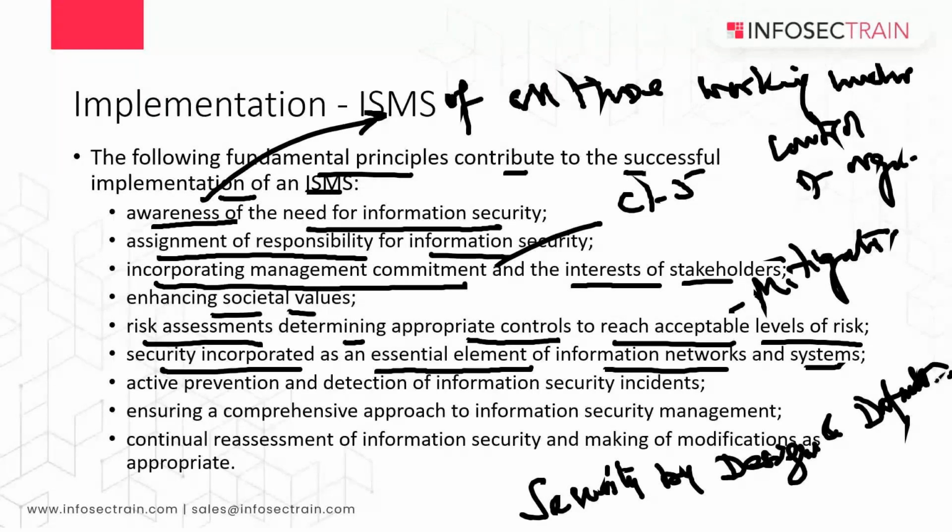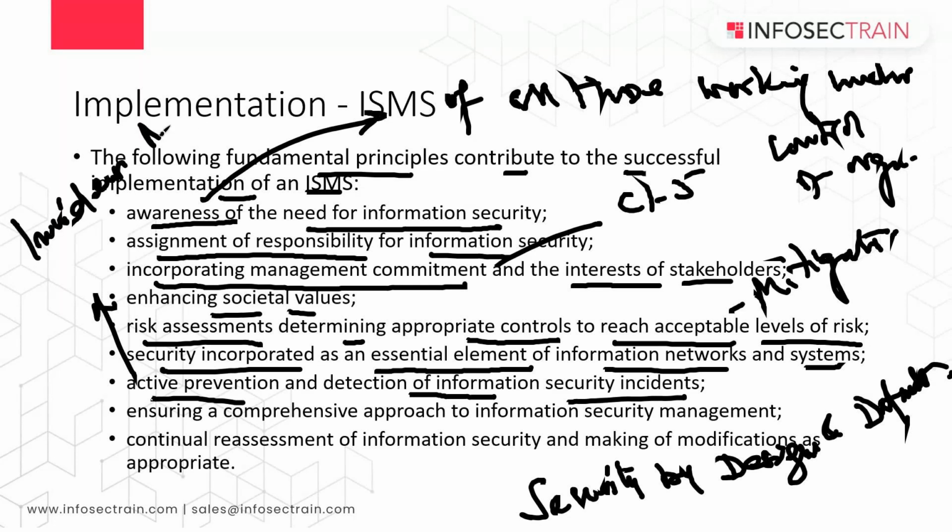There should be an active prevention and detection of information security incidents, which means the organization should develop and implement an incident management process. Ensuring a comprehensive approach to information security management and focusing on continual reassessment of information security, and wherever required, make the modifications, improvements and changes.